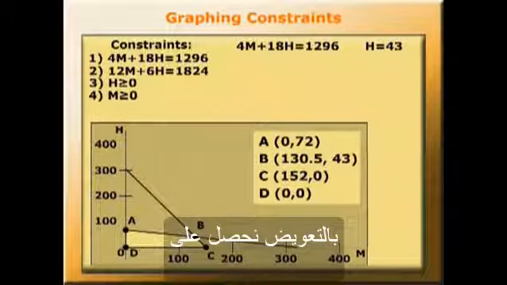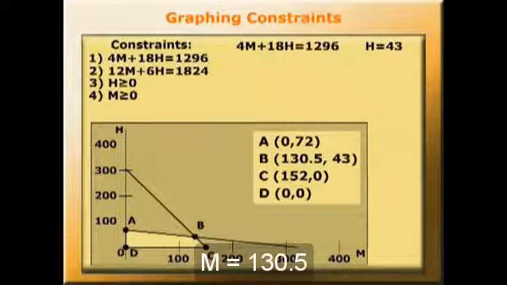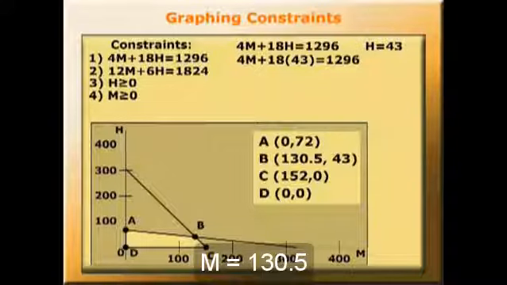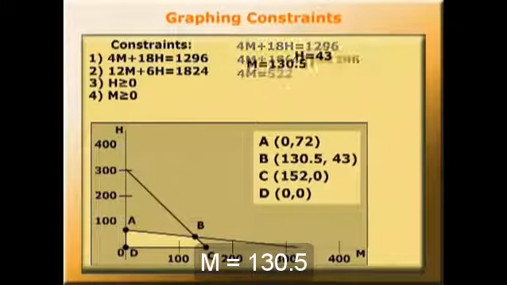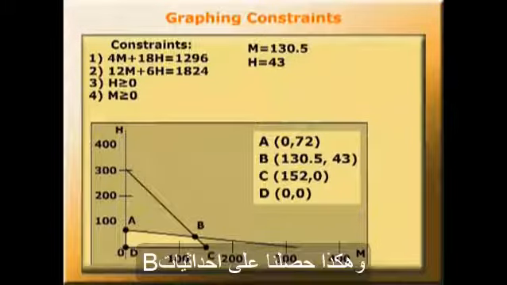Now it's easy to get the other one. 4m plus 18h equals 1296. And we've just established that h equals 43. So we can now write 4m plus 18 times 43 equals 1296. So 4m equals 522. M equals 130.5. So that's how we knew the coordinates for point B.